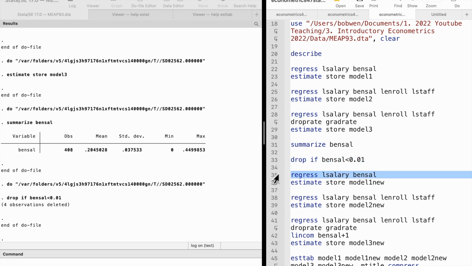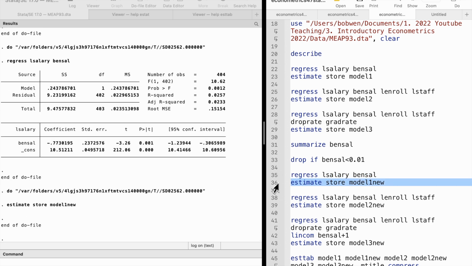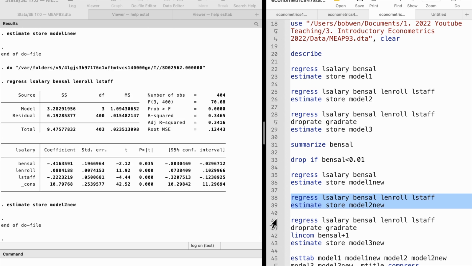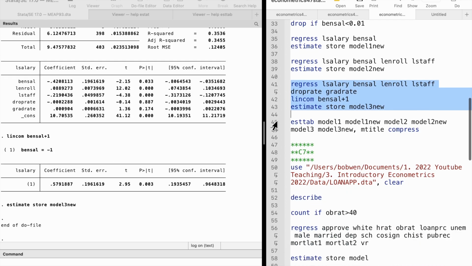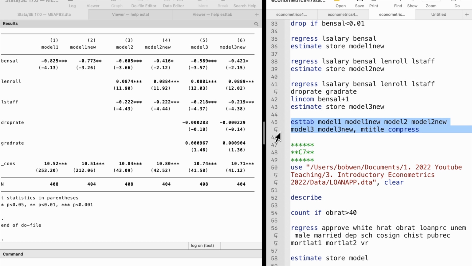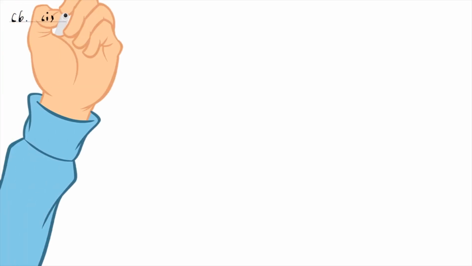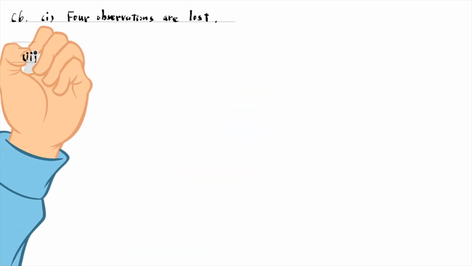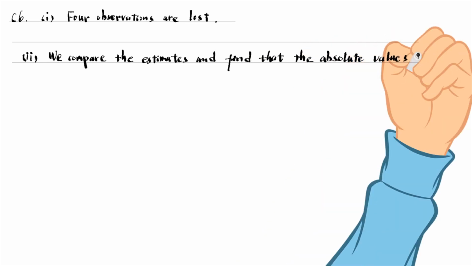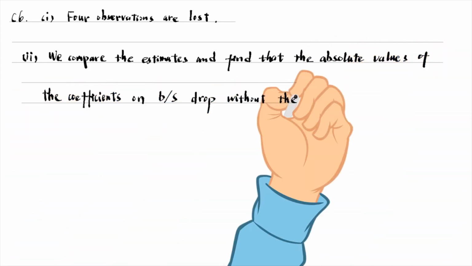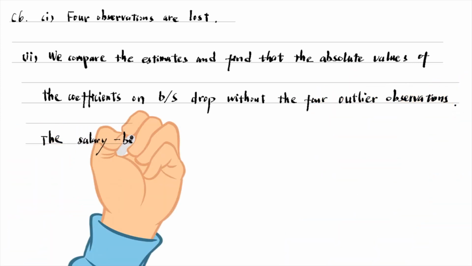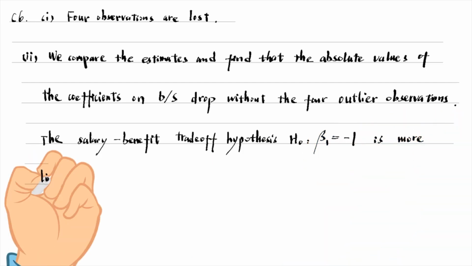Next, we re-estimate the 3 models. We store the results for each regression by the estimate store command and display them using the esttab command in Stata. We compare the estimates and find that the absolute values of the coefficients on the benefit-salary ratio drop without the 4 outlier observations. And the salary-benefit trade-off hypothesis is more likely to be rejected.